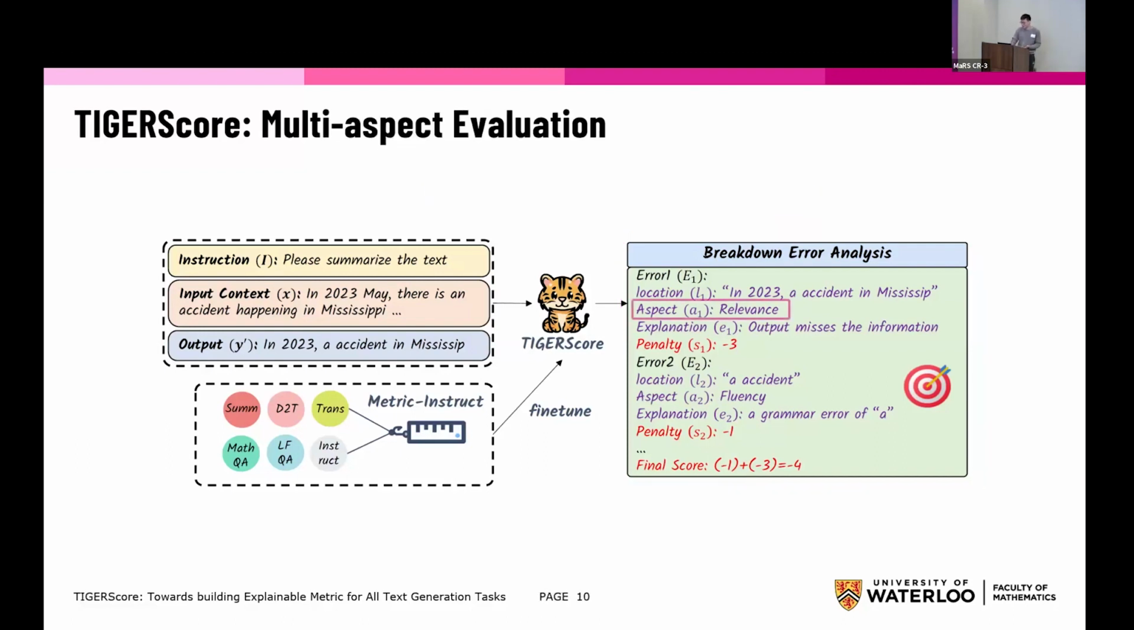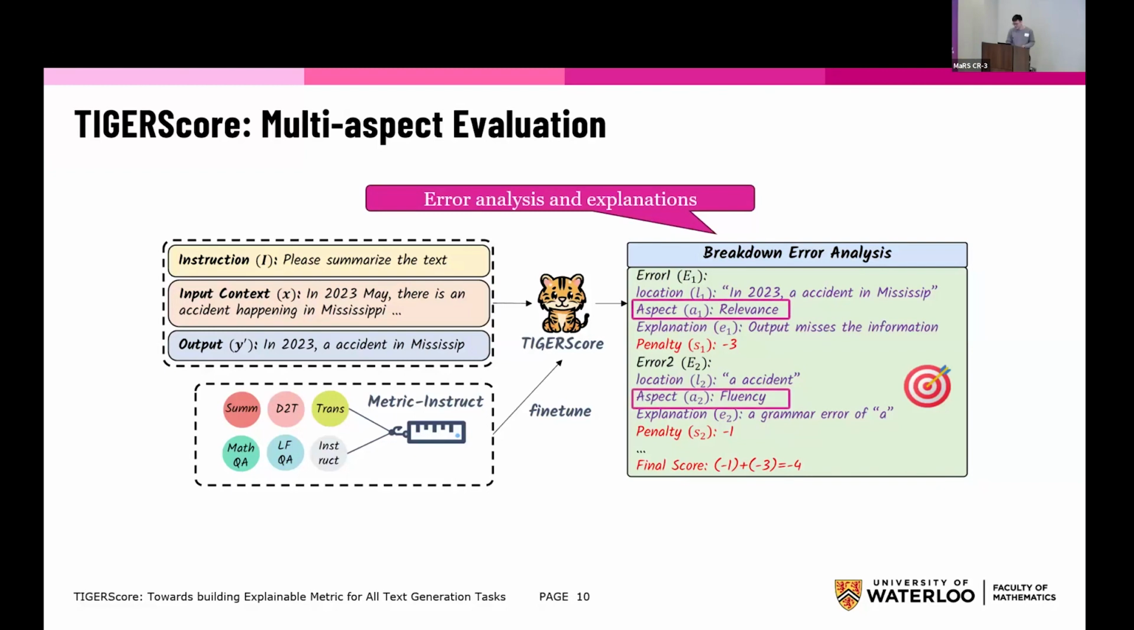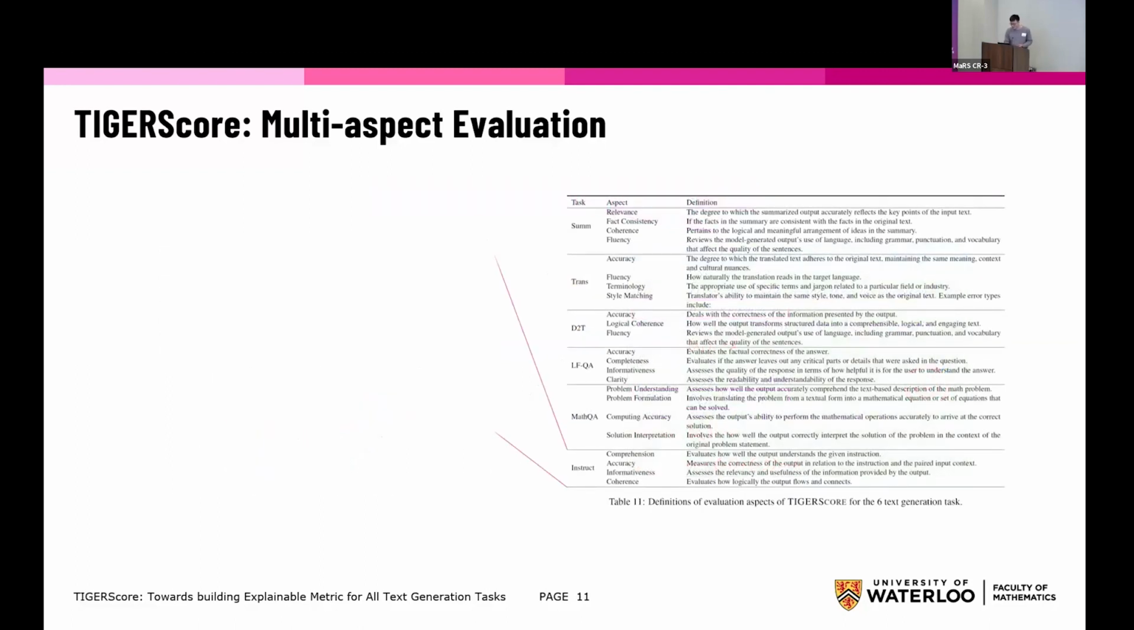Yeah, another thing is the multiple aspect evaluation. As you can see, there are actually multiple aspects designed for different tasks. For example, the first one might be relevance, because the output might be irrelevant to the instruction or irrelevant to the input or contain some factual errors. Another aspect might be fluency, since the output might contain some grammar errors. Actually, we have defined very many aspects for different tasks.